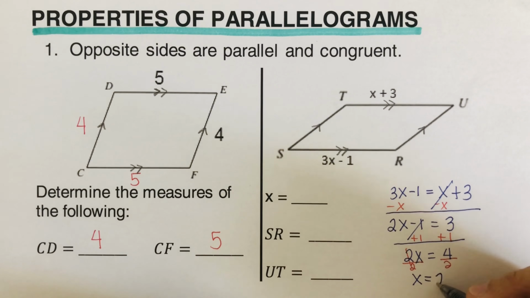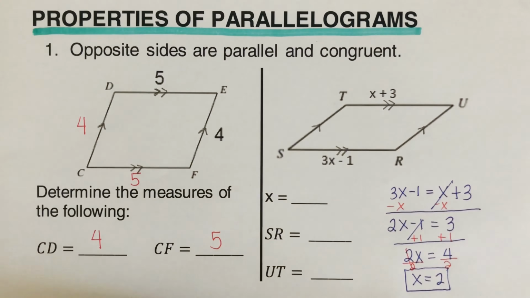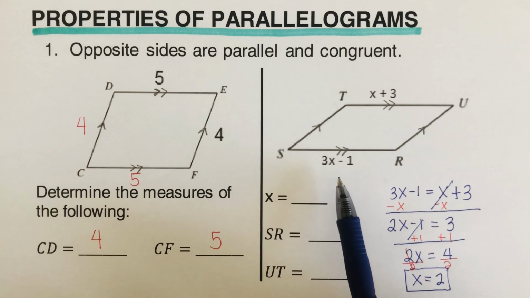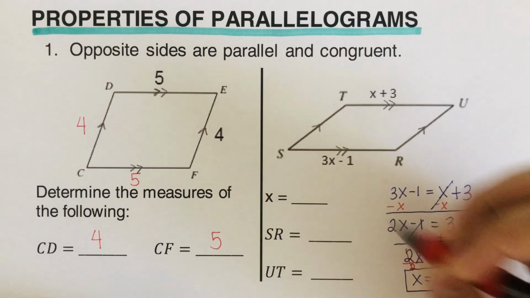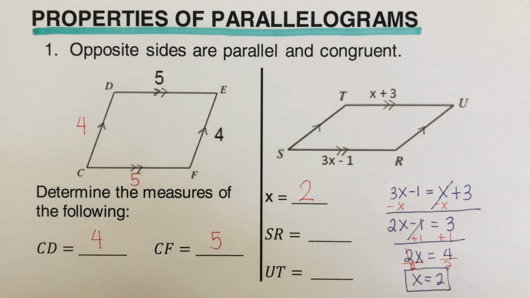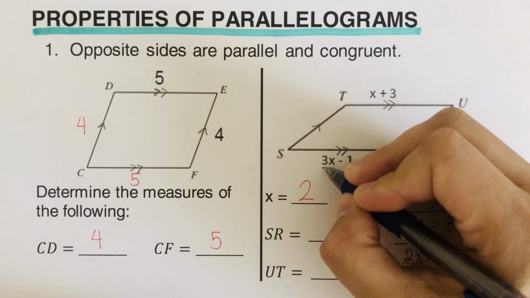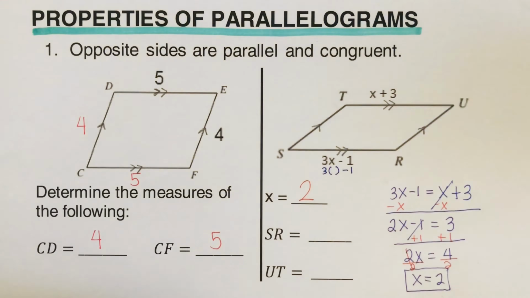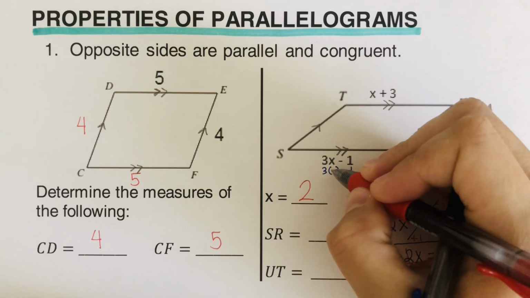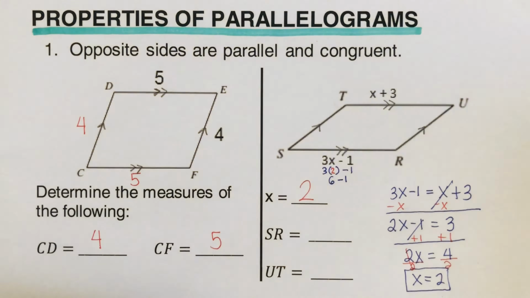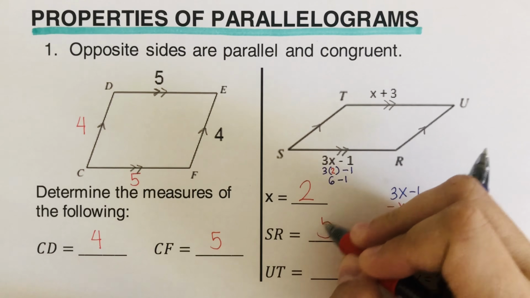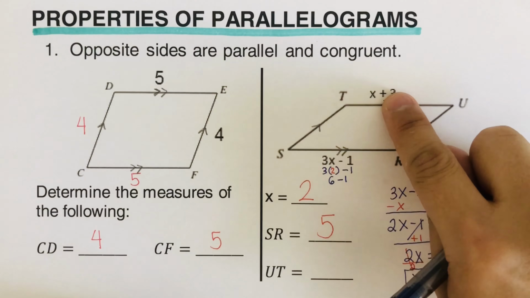X is 2. Okay, once we have X, we are supposed to put X over here. So X is 2. And then we are supposed to solve for SR. To find SR, we plug the 2 into the equation. That would be 3 times (2) minus 1. So 3 times 2 is 6, minus 1 is 5. So the length of SR is 5. We are expecting 5 for this since they are equal.